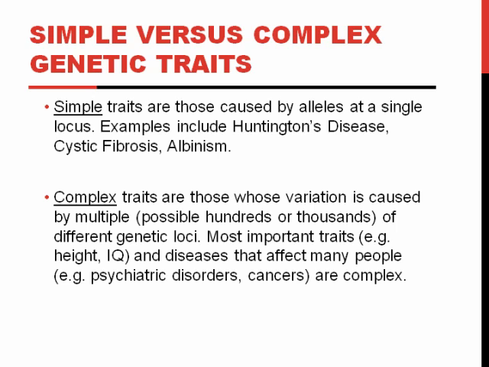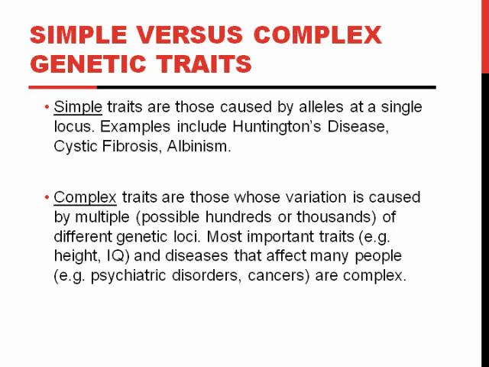In contrast to that, there are complex traits. Those are traits caused by multiple genetic loci, and multiple could be tens, hundreds, thousands, or hundreds of thousands, where loci again just means DNA sequence positions. And most important traits, by which I mean the things that we all care a lot about, like height and IQ, and also most diseases that affect a lot of people, like psychiatric disorders, cancers, and so on, are complex traits.